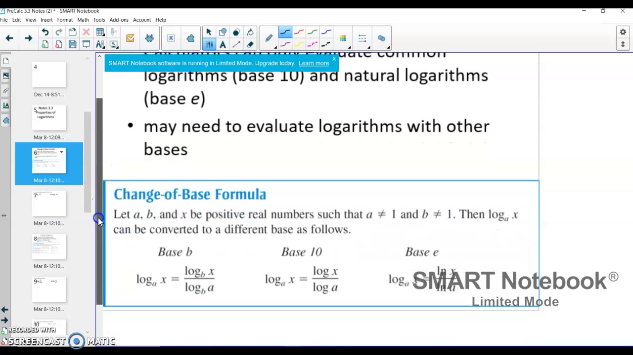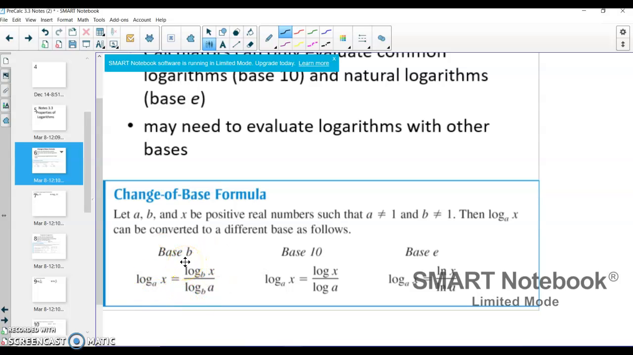Now the change of base formula is pretty simple. We see a lot of times logarithm base something of x, okay? And if we want to figure out what that is, because our calculators can only do base 10 or the natural log, when we have weird bases, it doesn't work. But with this change of base formula, it can.